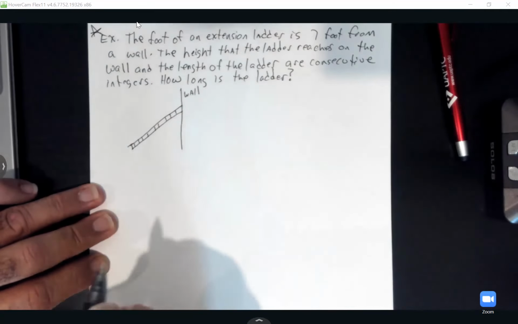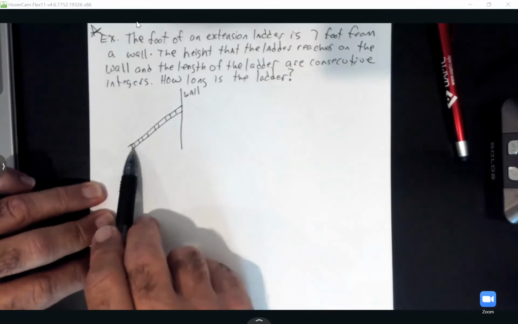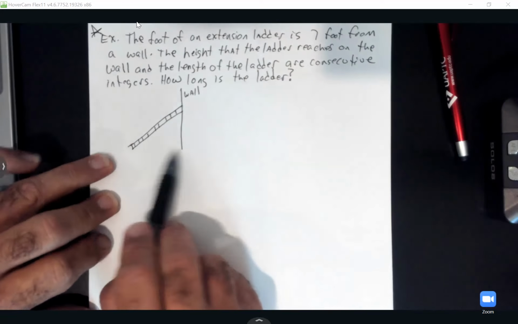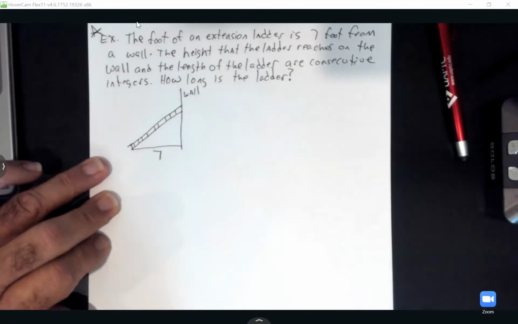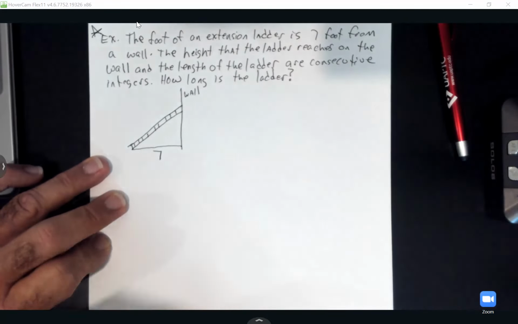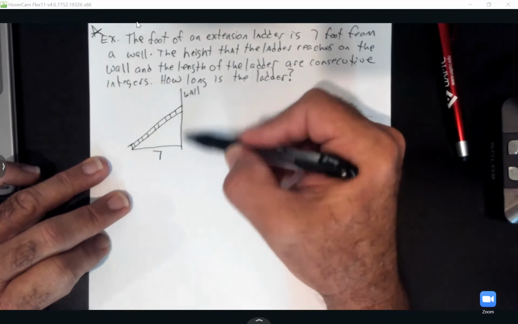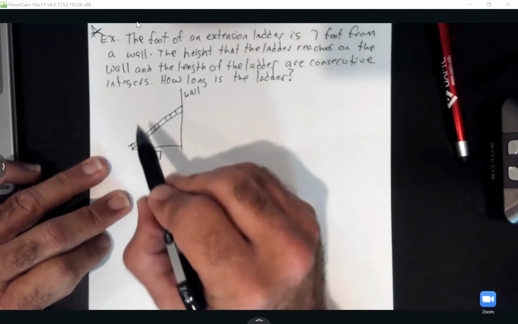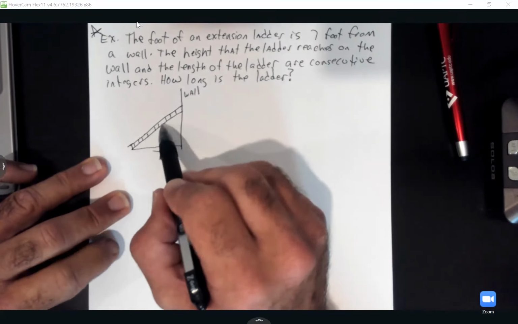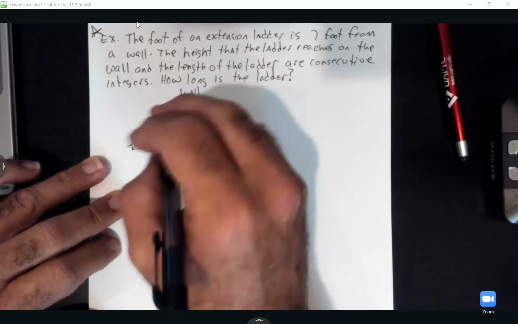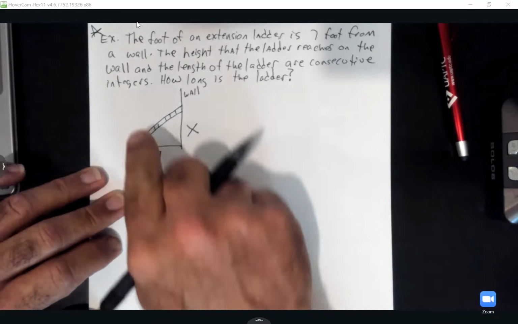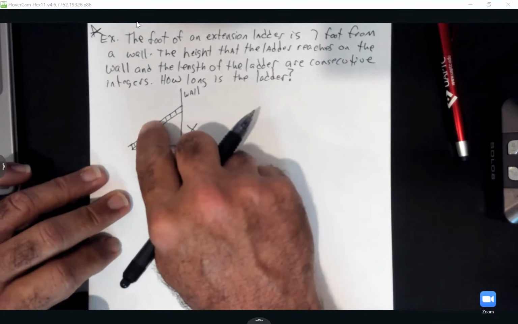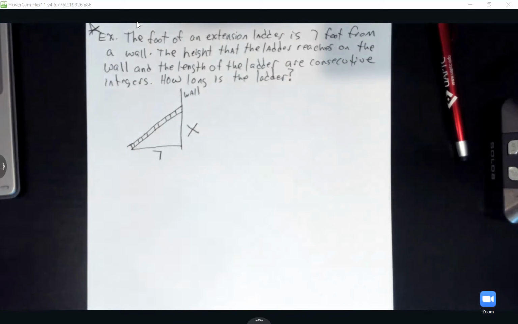Now, first thing I know, it tells me that the foot of this ladder is 7 feet from the wall. So this little distance here is going to be 7 feet. Now they're saying the height on this wall that this ladder reaches and the length of this ladder are consecutive integers. So y'all, if I let this height equal X, what can I use to represent the length of the ladder?